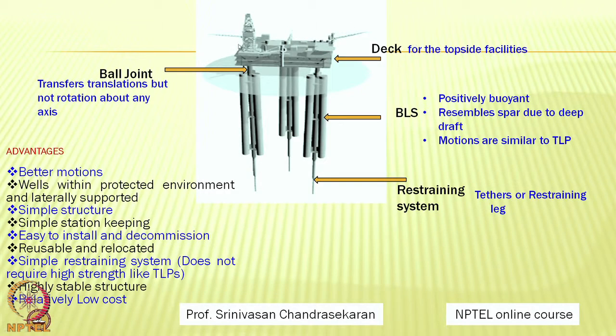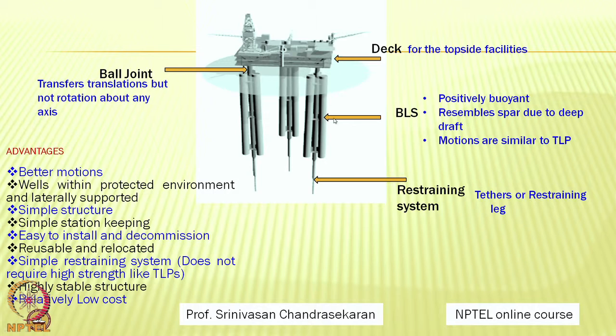Let us quickly see what are the components we have. This is the topside deck, which is now going to house all the topside facilities, which is meant for oil exploration. This is the buoyant leg structure set of units, which is essentially positively buoyant. The buoyant leg structures resemble a spar because they have a very deep draft. The motions of course of these BLS will be similar to that of a TLP, because each BLS is connected to the seabed using a taut mooring system, which happens in the case of a TLP also.